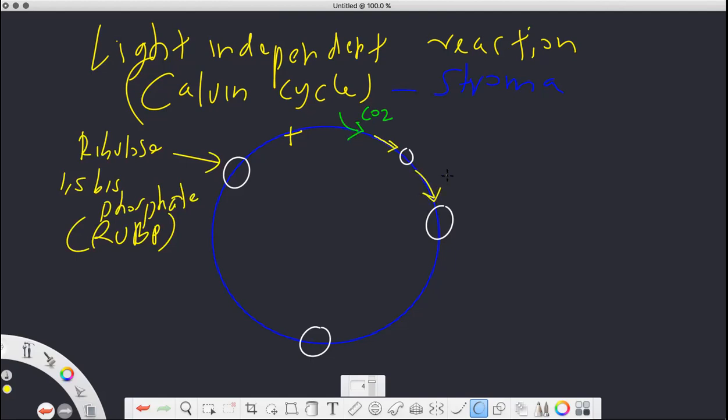Right, I think we're going to stop at this level. We can continue the rest of the light independent reaction next time. You can add this note. Anyway, I'm going to start from the beginning again, showing this cycle, and then explain the light independent reaction. Okay, then see you next time.